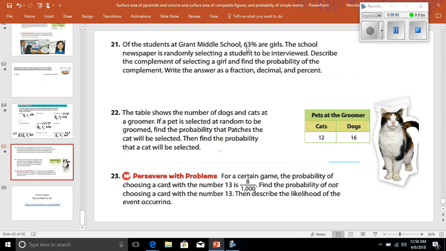Well, they said that 63% are girls, and they said the complement of selecting a girl. Well, remember what the complement is. Complement is basically the opposite, the other part of the 100%.